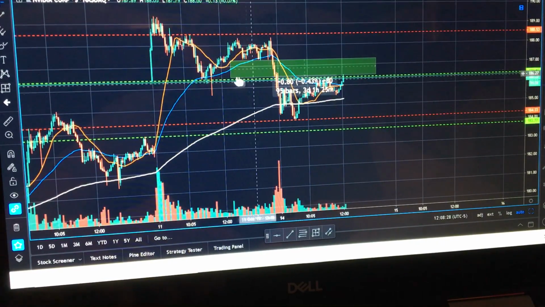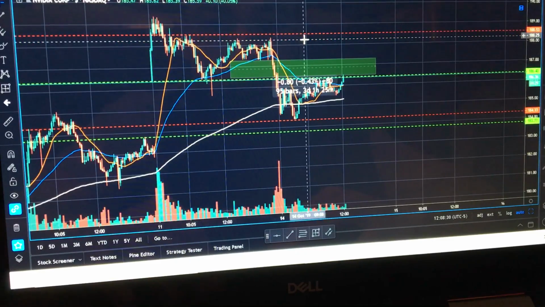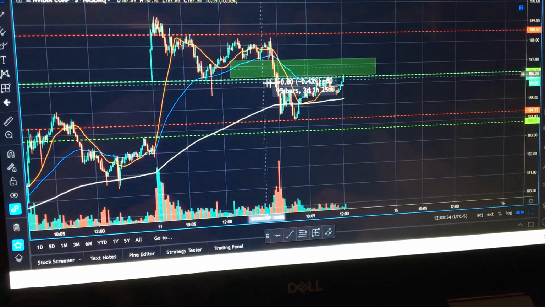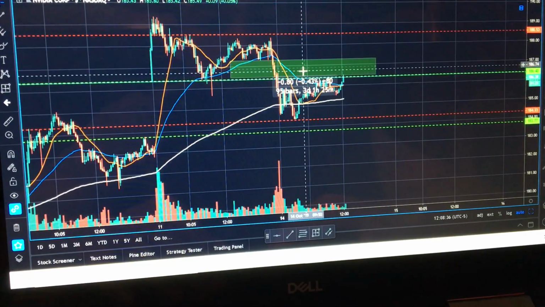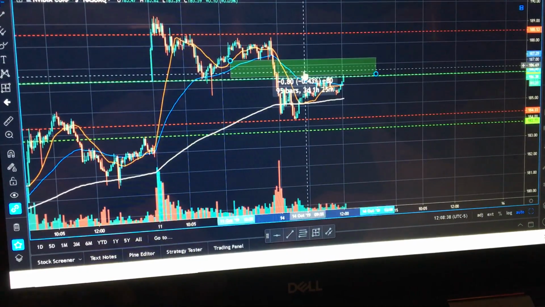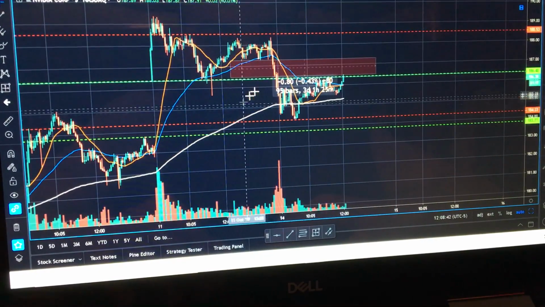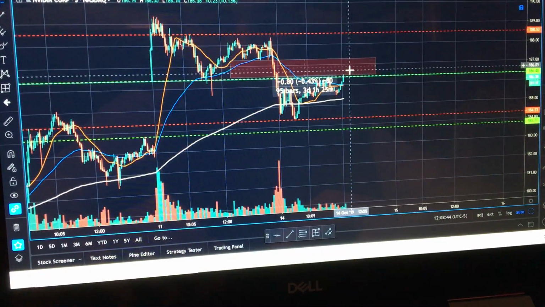So I'm thinking that anywhere by this red line was a good spot for a put, as well as in this line, this green box. I'll make it red to represent resistance. So you see how it just jumped up like that?